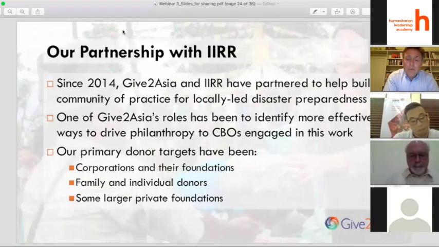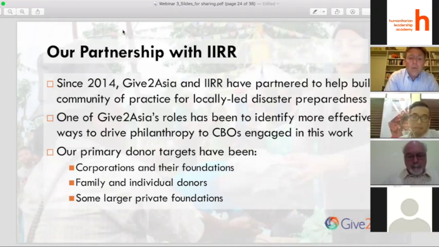So with this particular project and the partnership that we have with IIRR, we've been partnered with IIRR since 2014 to help build what we call a community of practice of locally led disaster preparedness programs and CBOs that are doing that work. One of our roles has been to try to find effective ways to tap more international philanthropy for CBOs engaged in disaster preparedness. And again, the primary targets for that are corporations, families and individuals, and some larger private foundations.